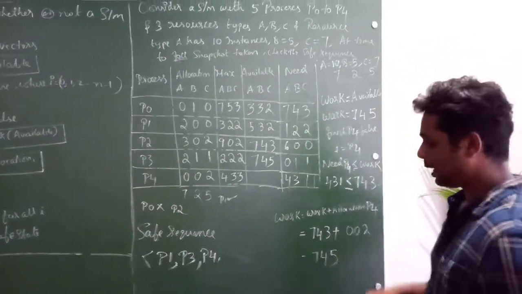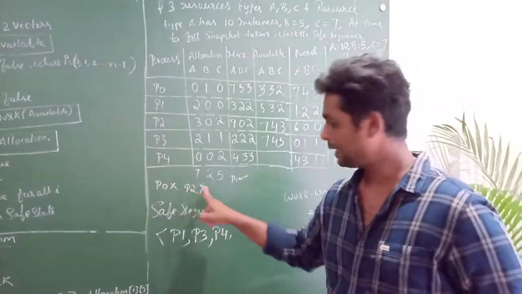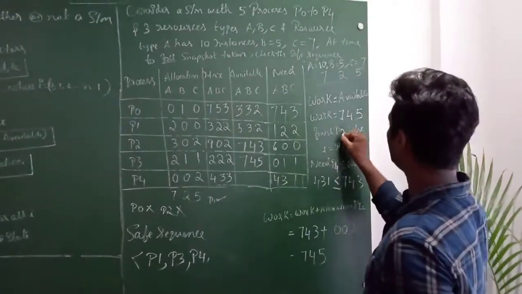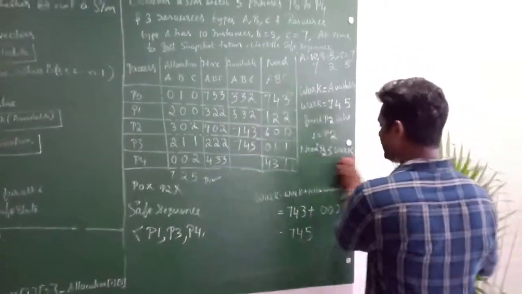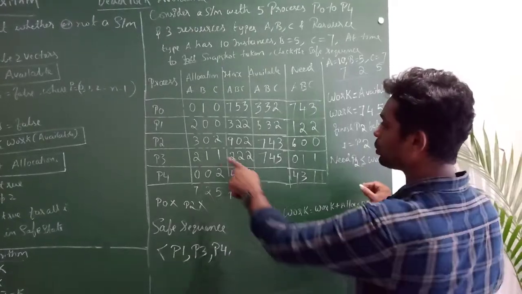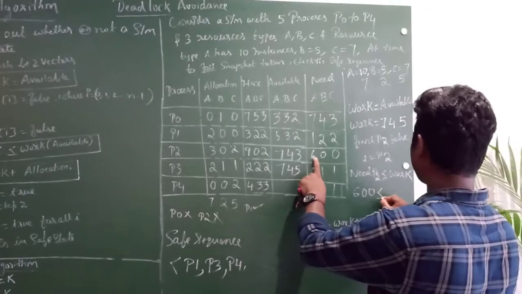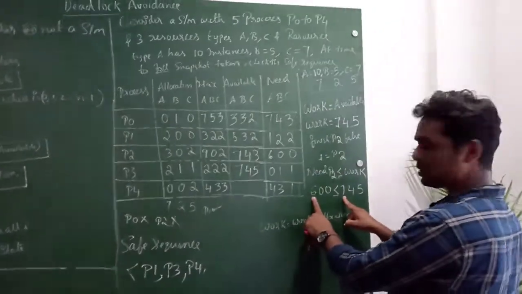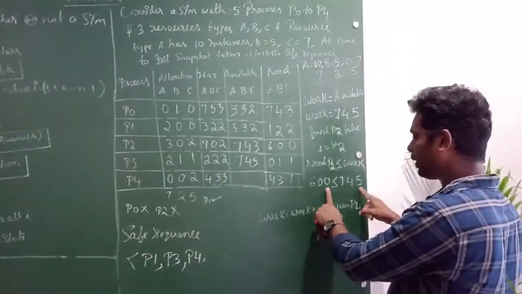Hope you are clear. Now again I need to check which processes are not completed. P2, P0. I need to go in reverse order. So P2 I'll check first. Need of P2 is how much here? 600 is less than or equal to work, which is how much? 745. 6 is less than or equal to 7, true. 0 less than or equal to 4, true. 0 less than or equal to 5, true.